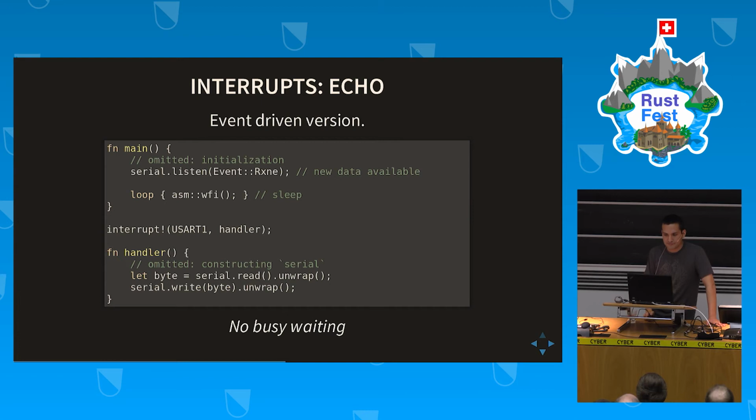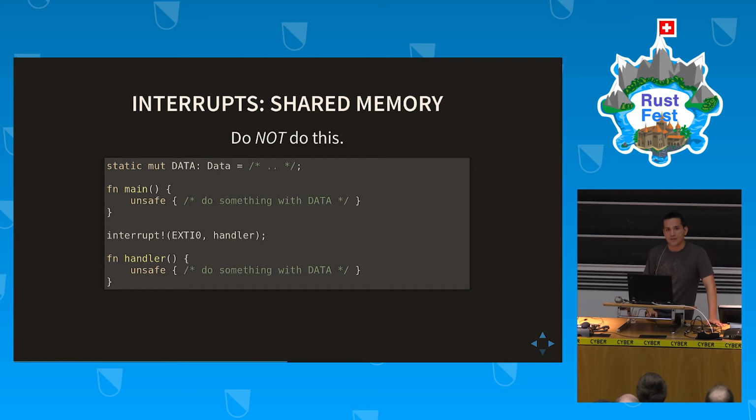When you're working with interrupts, at some point you will want to share memory between the main function and the interrupt handler, or have some means of communication. The only way to do that is to have a statically allocated variable. Probably the first thing you will try is to use a static mutable variable to share memory between them. The problem with these variables is that access to them is unsynchronized, and if you do that, you will run into data races and race conditions.